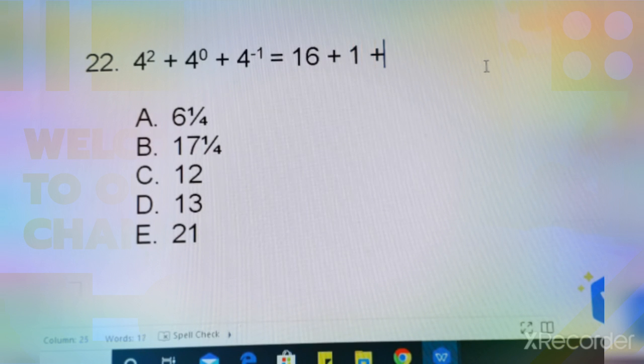Plus 4 raised to negative 1. So that's the reciprocal of 4, so 1/4. 4 raised to negative 1 is 1/4. So 16 plus 1 plus 1/4 is 17 and 1/4. Our answer is letter B.